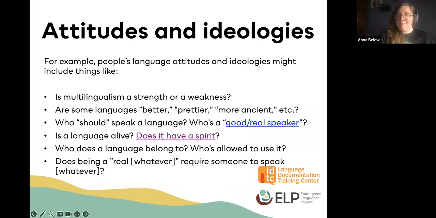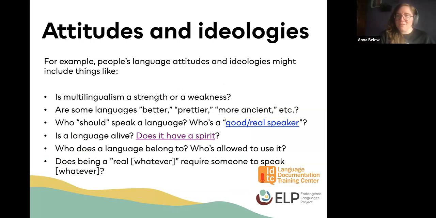And some common language ideologies that you might want to look at in your community could be things like, do people see being multilingual as a strength or as a weakness, right? Do some people consider certain languages prettier or better or more logical or whatever? One question that always really interests me is, who should speak a language? Who is allowed to speak a language? And who is considered a good speaker or a real speaker of that language?